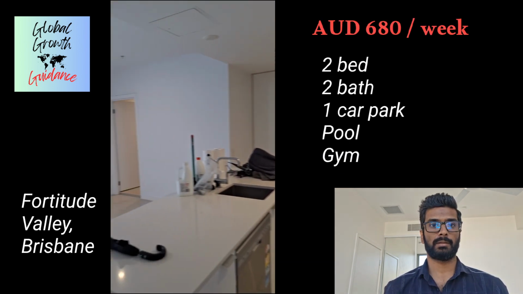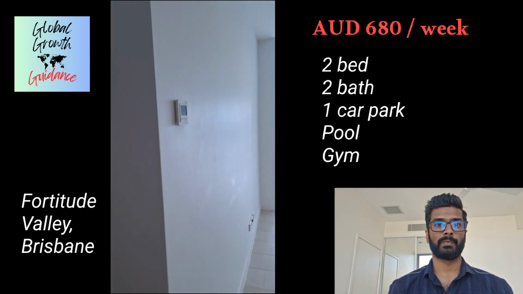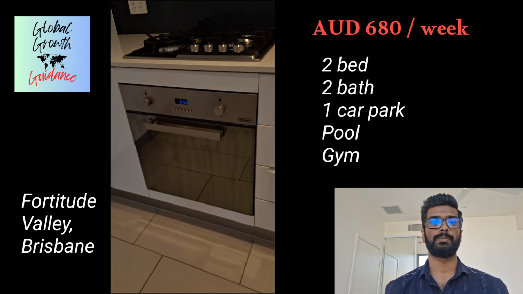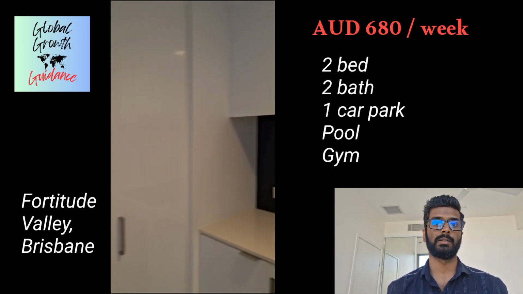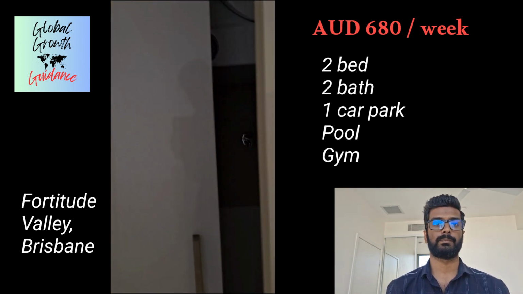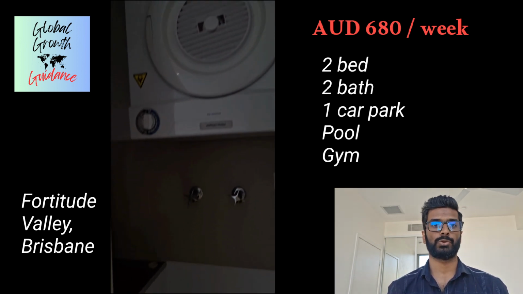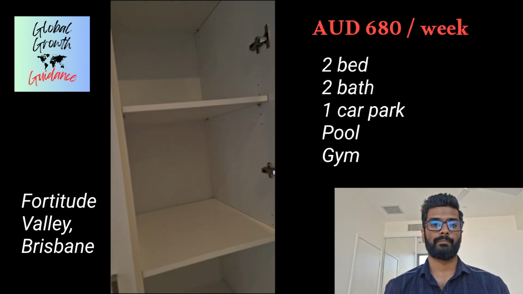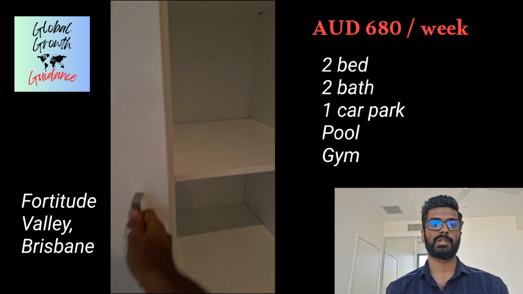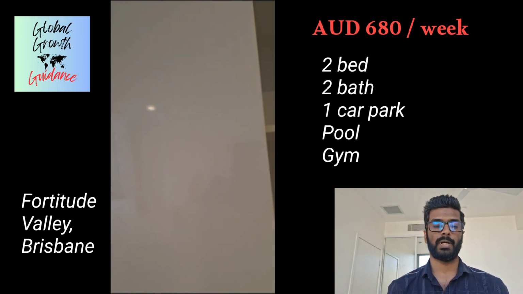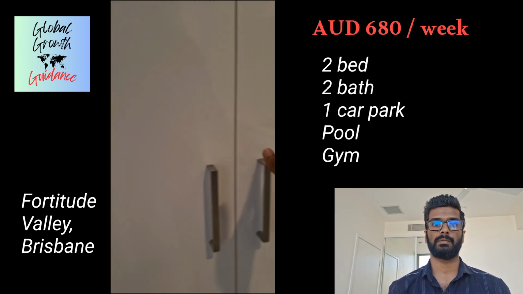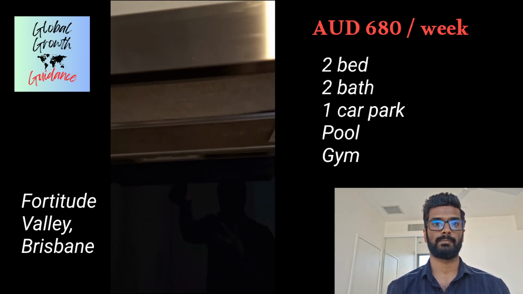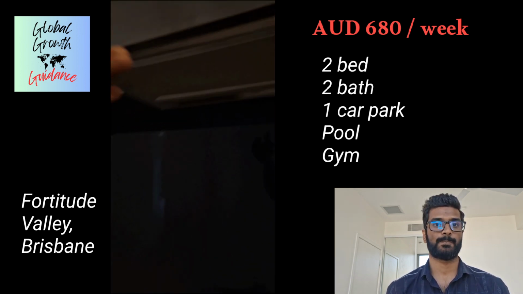This place was in Fortitude Valley. It had a rent of 680 Australian dollars per week. It had 2 bedrooms, 2 bathrooms, 1 car park, a pool and a gym. And also included most of the amenities which are required. It was semi-furnished, had all the wardrobes and kitchen unit, but did not have any beds or sofas.